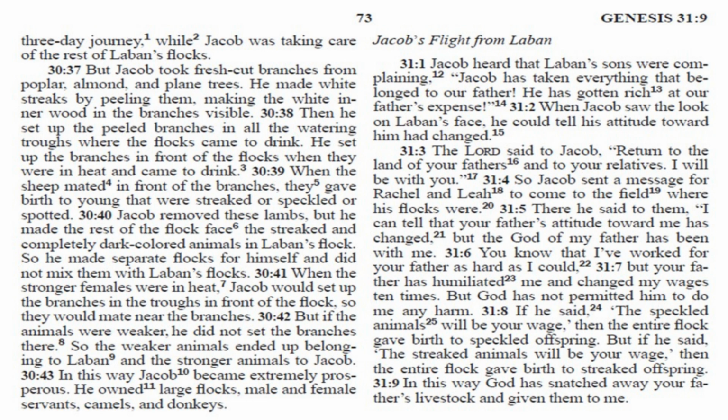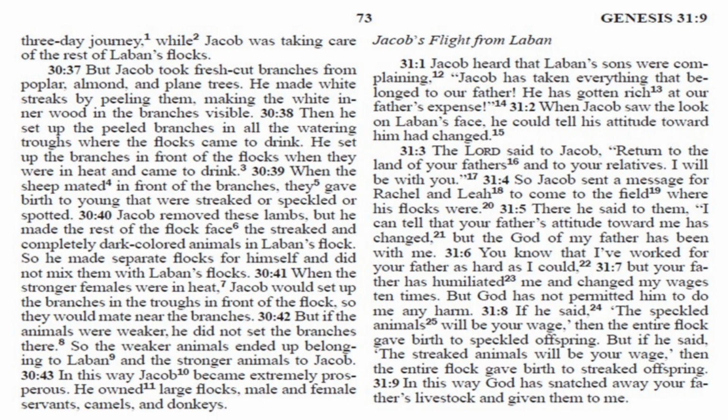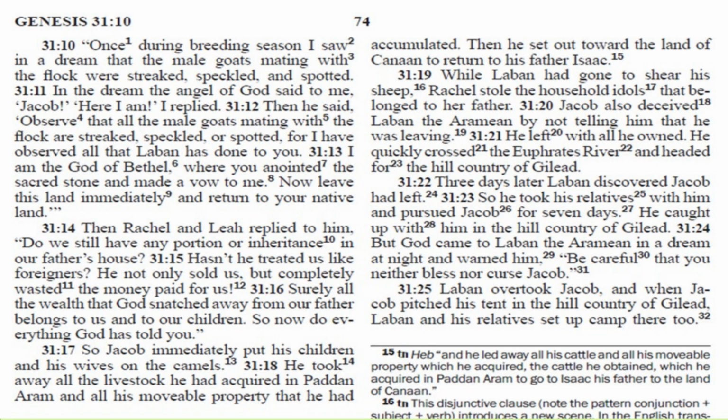After obtaining the flocks on the order of God, Jacob left Laban's house, as mentioned in chapter 31, verses 1 to 16. Verse 4 states that Jacob summoned his family to come to the field where his flocks were grazing. Then he immediately put his family on the camels and also gathered all his belongings, including flocks, that he had accumulated in the land of Paddan Aram, and left for Canaan to return to his father Isaac.